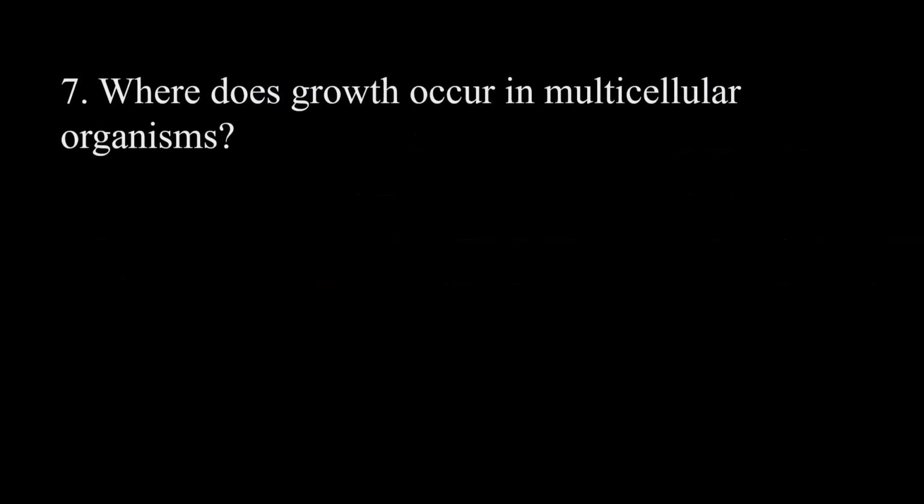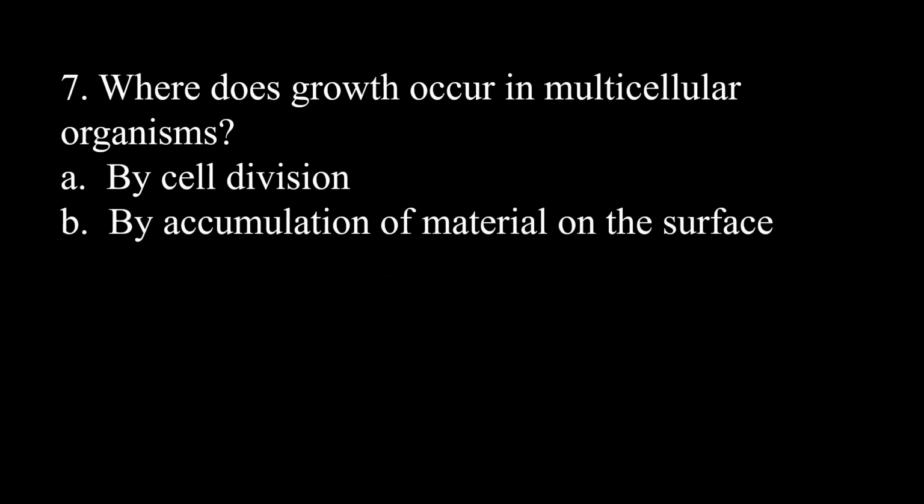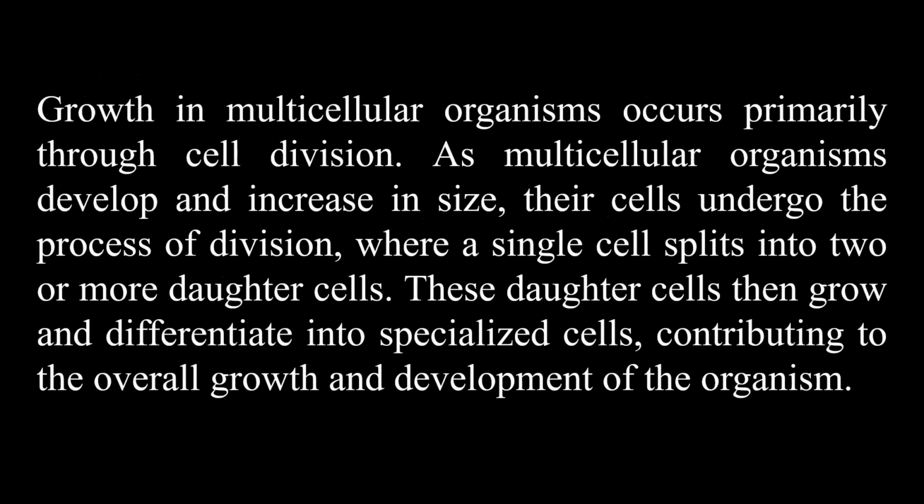Where does growth occur in multicellular organisms? A. By cell division. B. By accumulation of material on the surface. C. From outside. D. None of the above. The correct answer is A. By cell division. Growth in multicellular organisms occurs primarily through cell division.